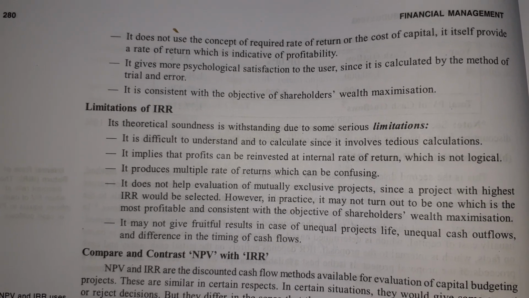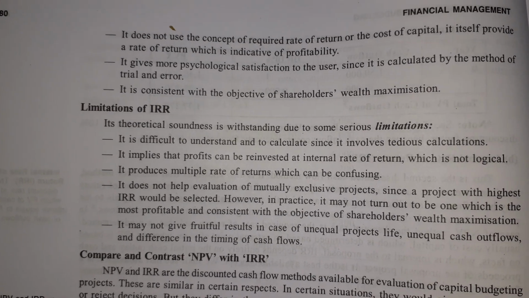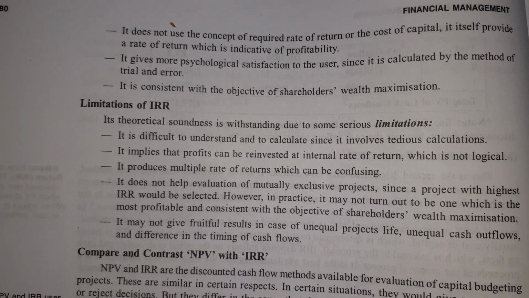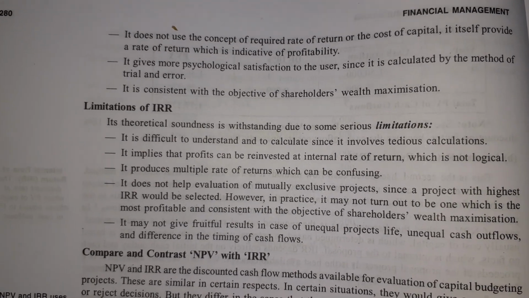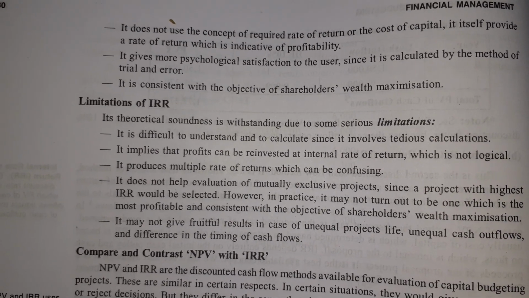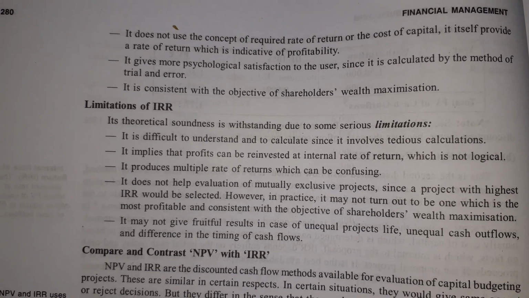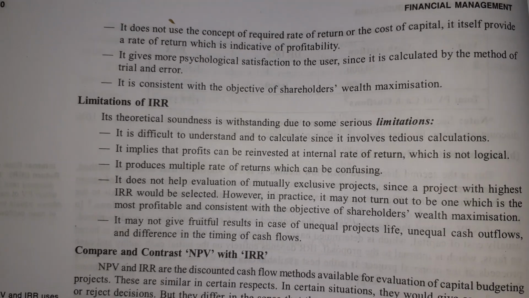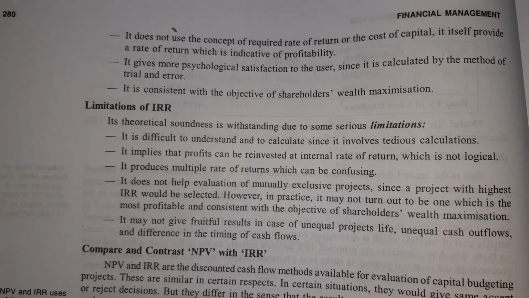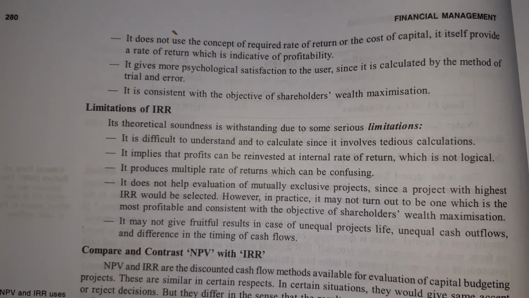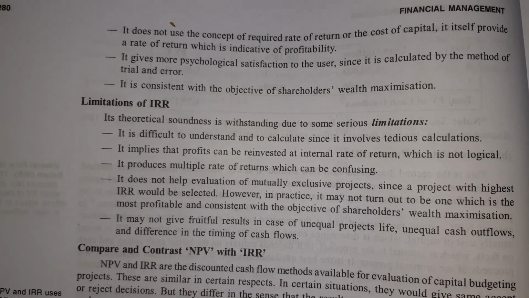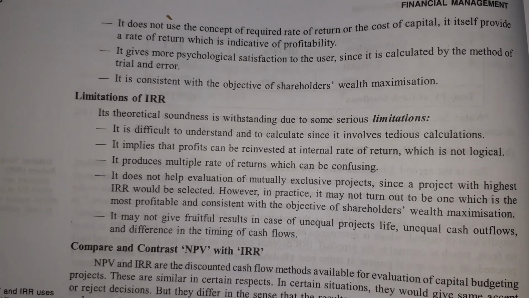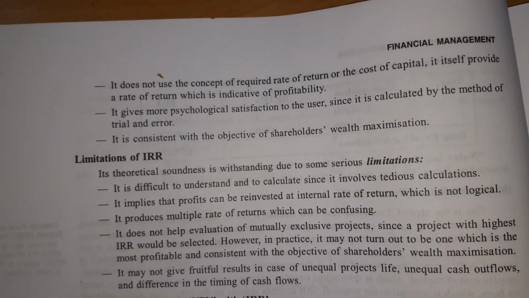It may not give fruitful results in case of unequal project life or unequal cash flow, that is, a difference in the timing of cash flows. Suppose the cash flow is 50,000 for all years, or the cash flow is for five to six projects with a life period of five years. If it is equal, it's easy to compare, but if it is unequal, it is difficult for the calculation.